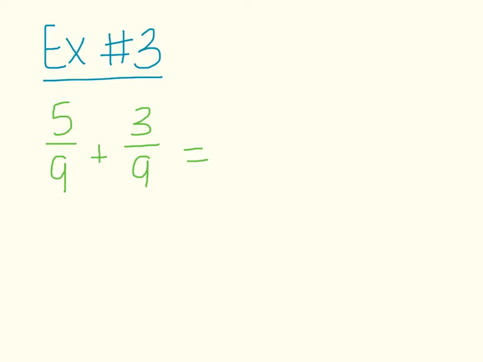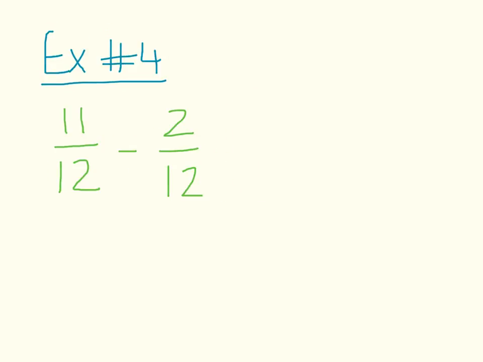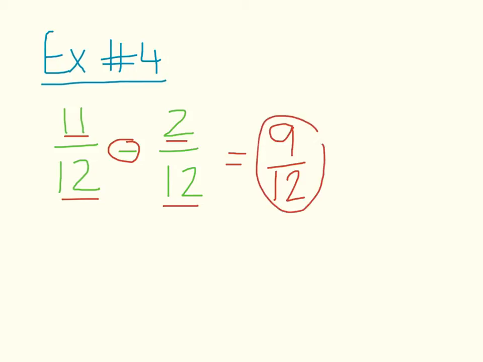Example 3. Again, we have 9 for the common denominator. And then we have 5 plus 3 is 8. 8/9. And then our last example, we have 12 for our common denominator. And 11 minus 2, which is 9. So 9/12.